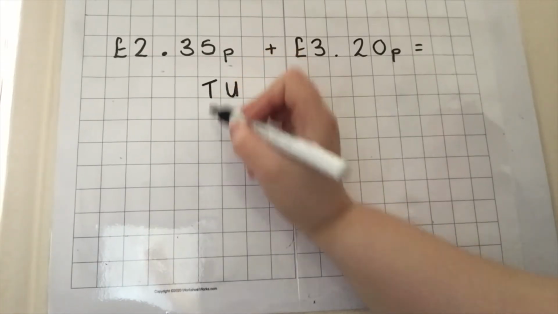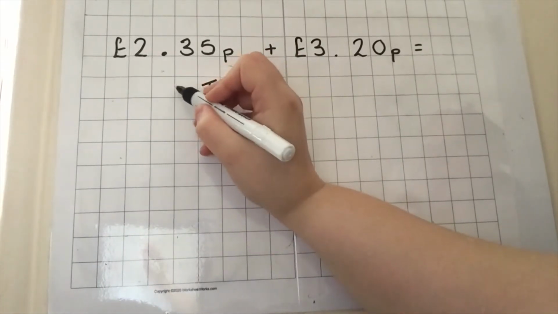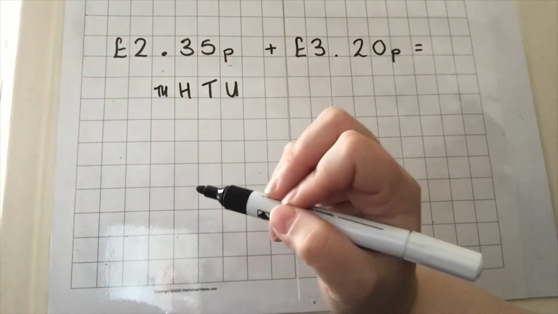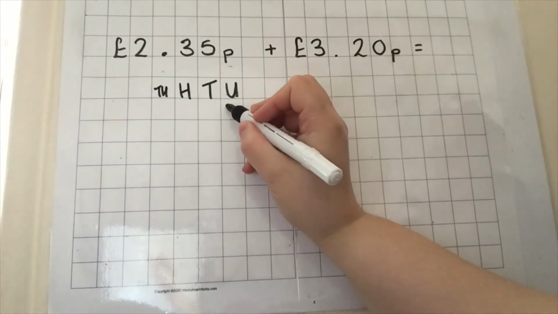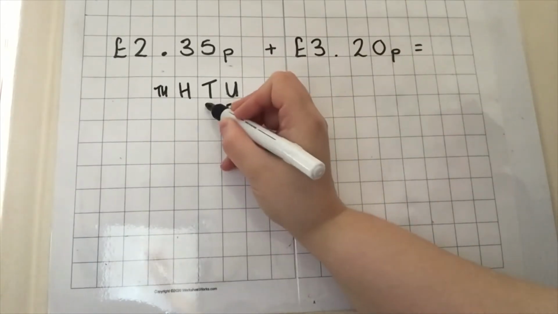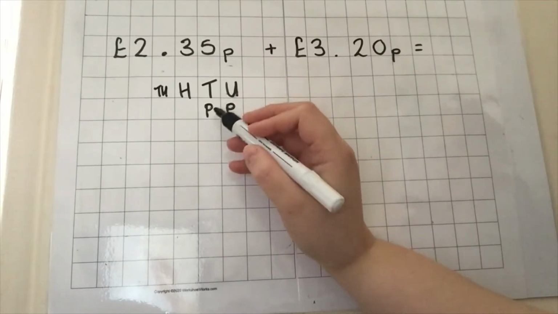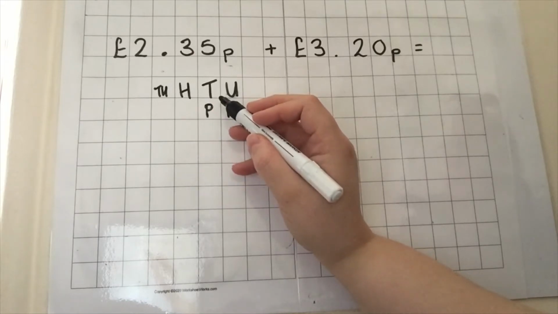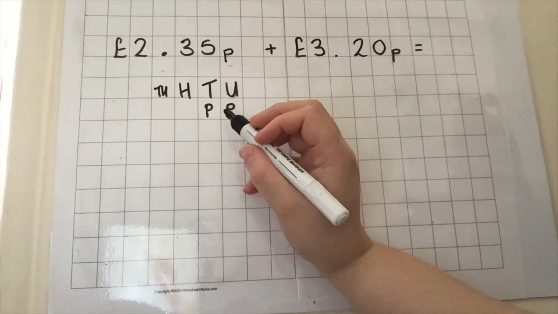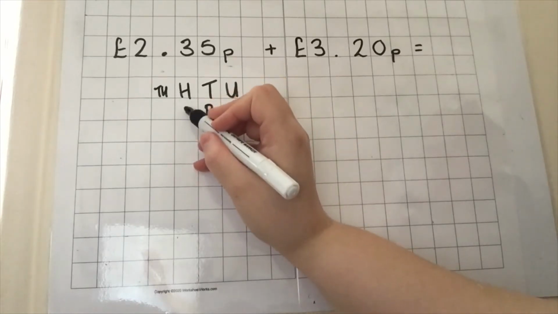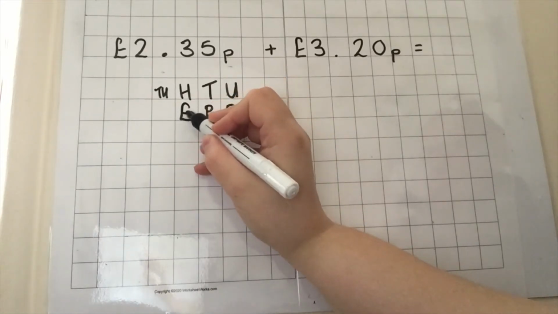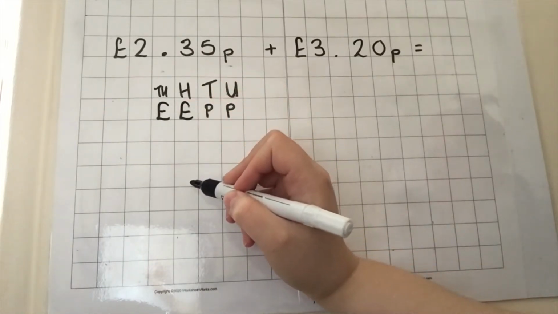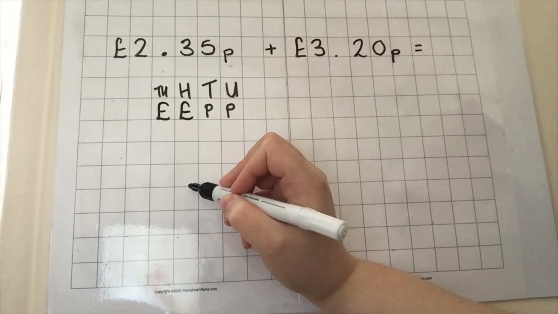When we think about our chimneys and our columns, normally we have our units, our tens, our hundreds, and our thousands. When we're dealing with money, we have our pennies, because remember 10 pennies is still pennies. You can have all the way up to, what did I say earlier, 100 pennies. Once you get to 100 pennies, you get a pound. And anything more than that is pounds.